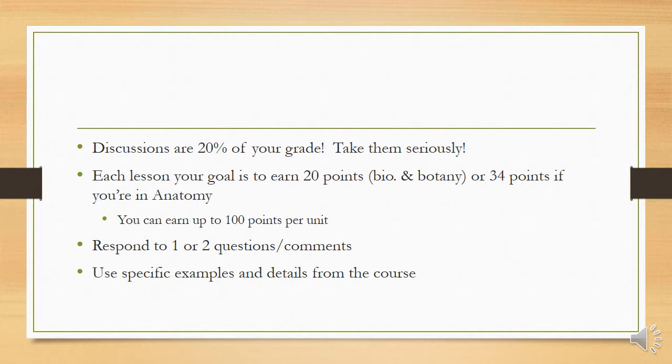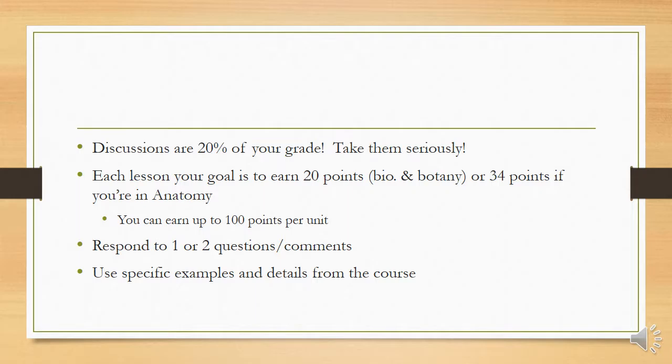Here's the big question right now, right? Discussions are currently 20% of your grade, since we are not penalizing you in any way for the synchronous/asynchronous topics. But please take the discussions seriously. Your goal, if you're in biology and botany, is to earn 20 points a unit. So you have 5 discussion questions. You need to be posting once in each discussion board. Your goal is to earn 20 points per discussion.